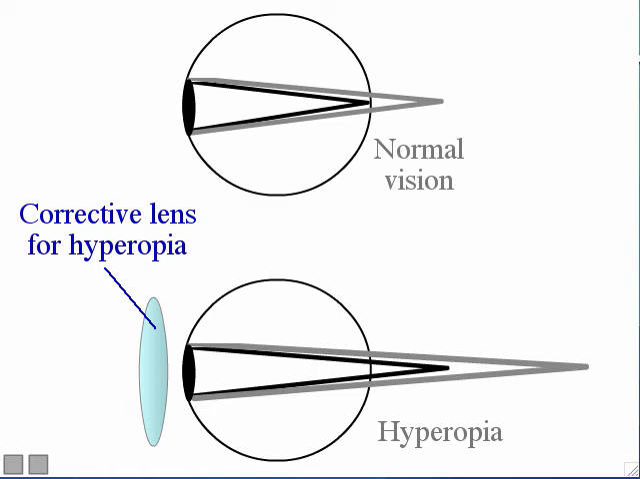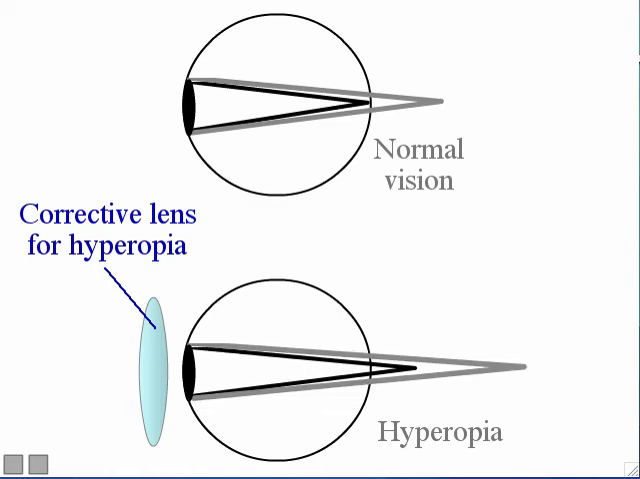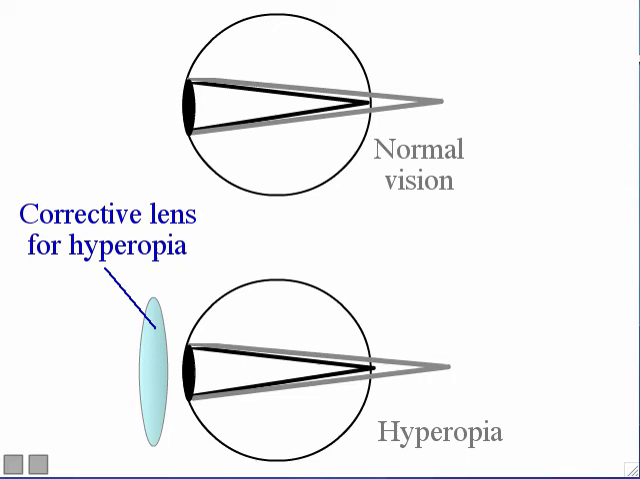And so I'll click on it here, and you can see those focal points move forward. And just like I told you, the purpose of corrective lenses is to move the focal points back where they're supposed to be. So for hyperopia, that means moving the focal points forward in the eye. All right, the next and last focusing disorder we're going to talk about is called myopia.